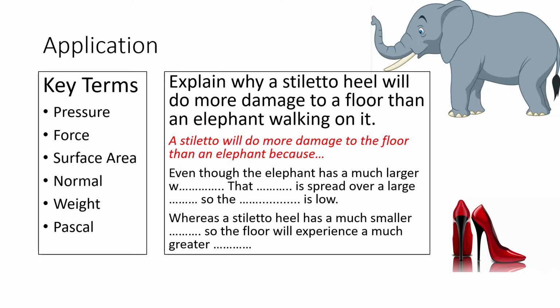Even though the elephant has a much larger something, that something is spread over a large something, so the something is low. Whereas a stiletto heel has a much smaller something, so the floor will experience a much greater something. So write down the question and copy down the answer, filling in the blanks.